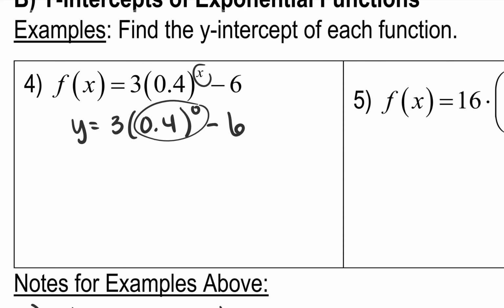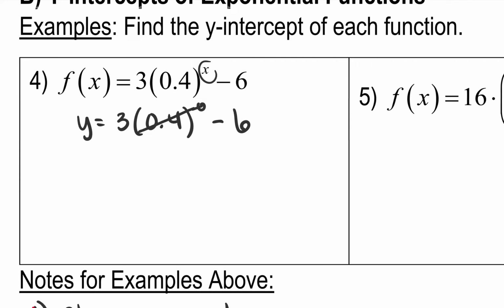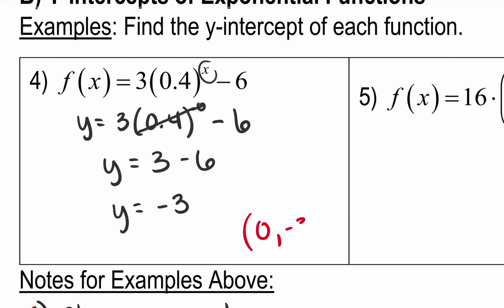Or, to save time, whatever you want to do, anytime you see a 0 exponent, you can just cross off the number with the 0. So look at what I have left. I have y equals 3 minus 6, because 3 times 1, or anything times 1, is the same thing. So really the parentheses just goes away if I have a 0 exponent. Okay, now I just subtract. So y equals 3 minus 6 is negative 3. So my answer, because that's y, remember my answer is always 0, comma y, which is negative 3.